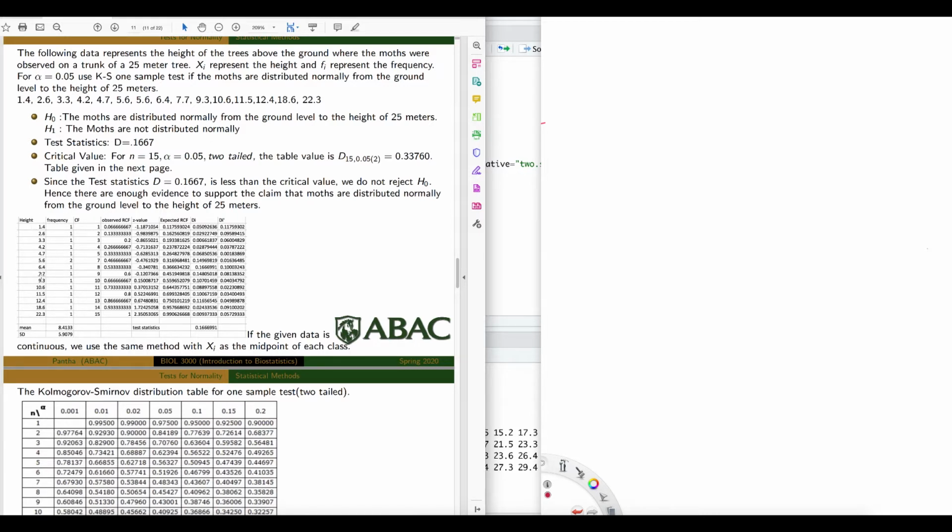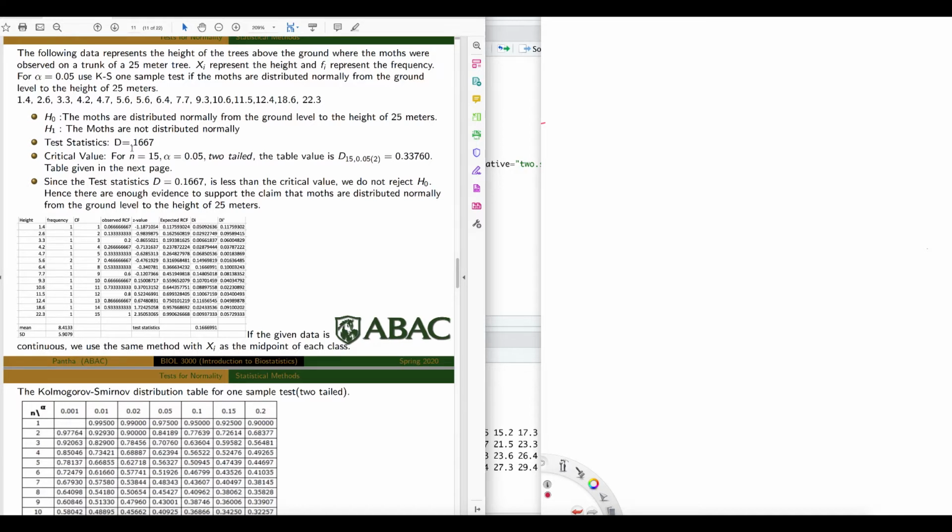This is the height and the frequency data that is given: 1.4, 2.6, 3.3, and so on. So it is in increasing order. So you see, what is the null hypothesis? The moths are distributed normally from the ground level to the height of 25 meters, and then H1 is they are not distributed normally. So the test statistic D equals 0.1667.